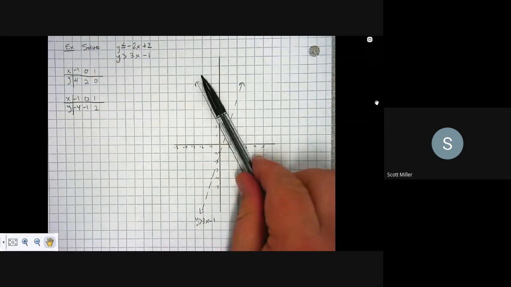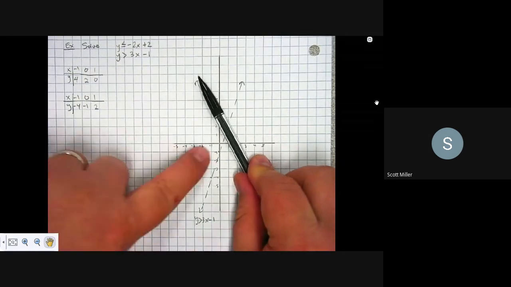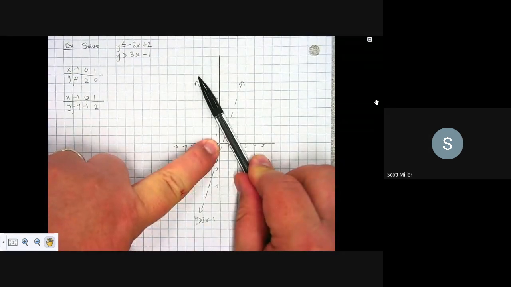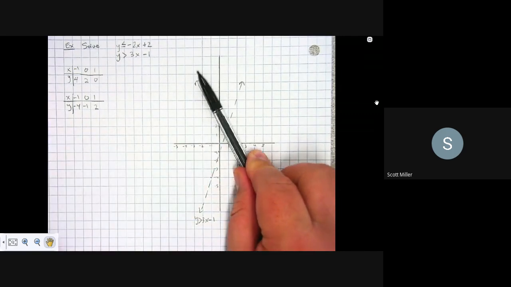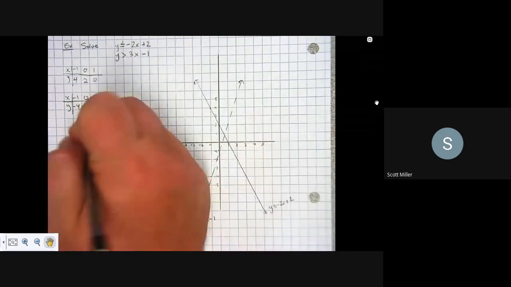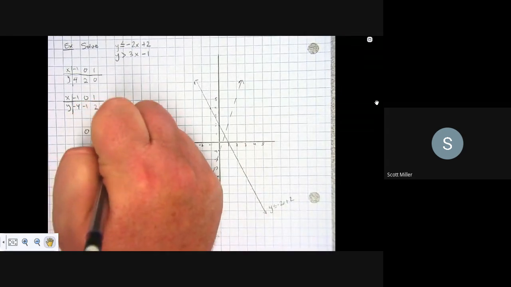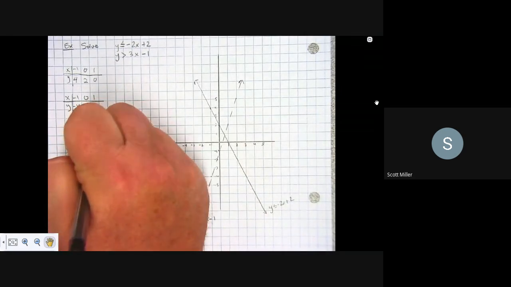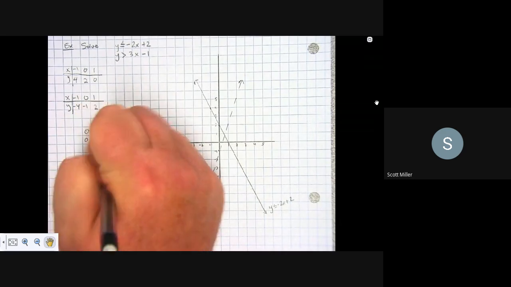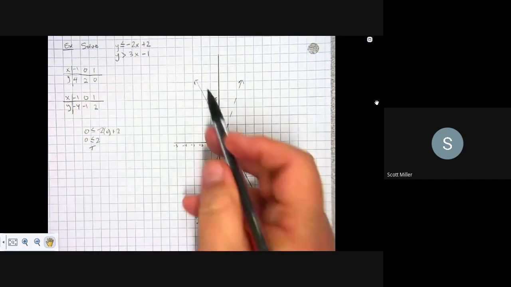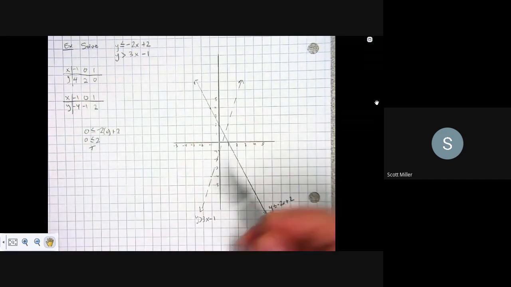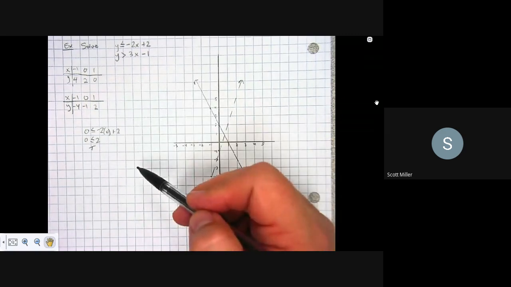I can do a test point for the top line. Notice 0, 0 is not on any of the two boundary lines, so I'm going to use it for each one. So for this one right here, the solid one, I'm going to plug in 0 is less than or equal to -2 times 0 plus 2. Is 0 less than or equal to 2? That is true. So I'm going to be shading downward.